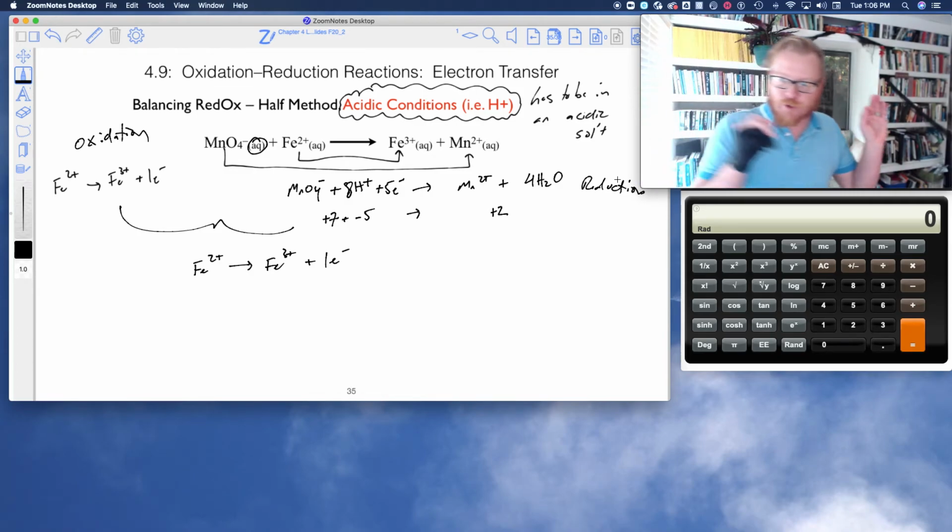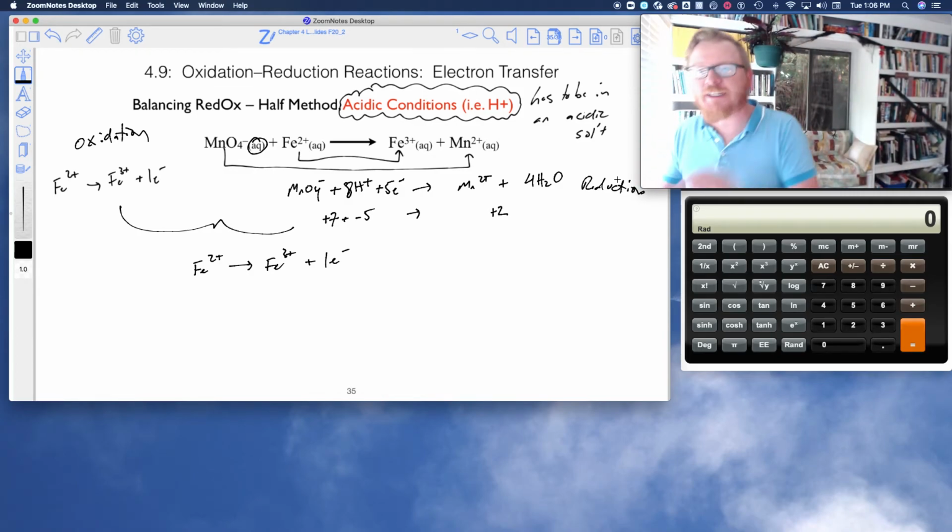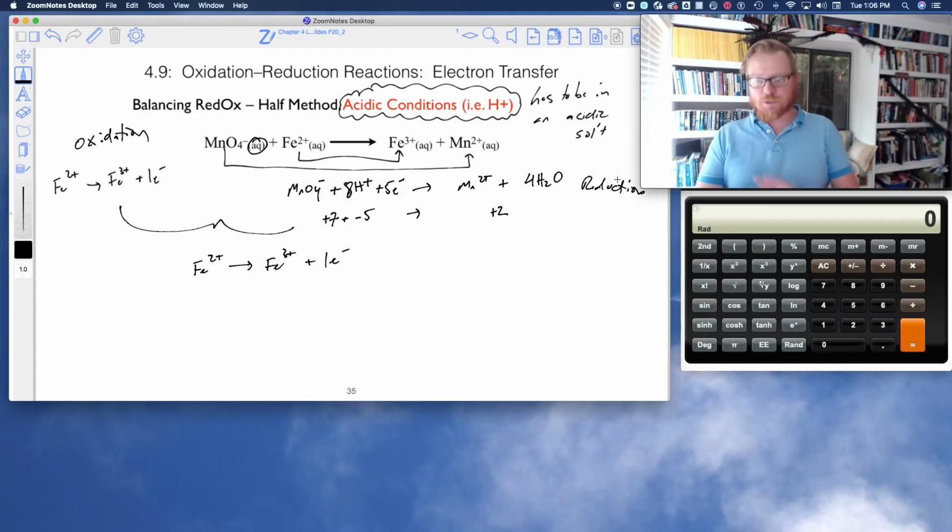All reductions have to have an oxidation. All oxidations have to have a reduction. So when we split these up into the halves, we're really splitting it up based on its 2 respective half reactions. Okay, so now we've written this iron reaction down. Let's write this manganese reaction down. Okay.